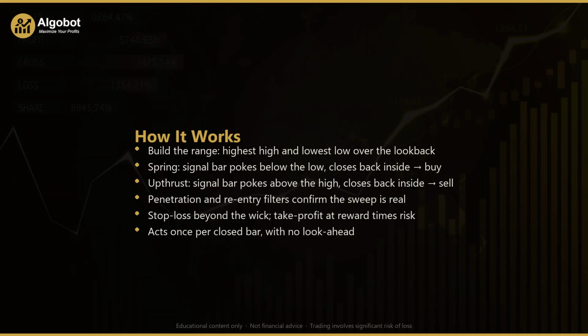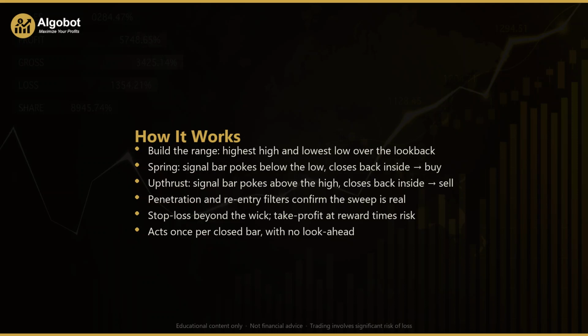Risk management is fully mechanical. For a long, the stop loss sits just below the spring's low, beyond the wick where the idea would be proven wrong. The take profit is then set at a fixed reward multiple of that measured risk, 2 times the risk by default. Shorts mirror this exactly, with the stop above the wick and the target below.